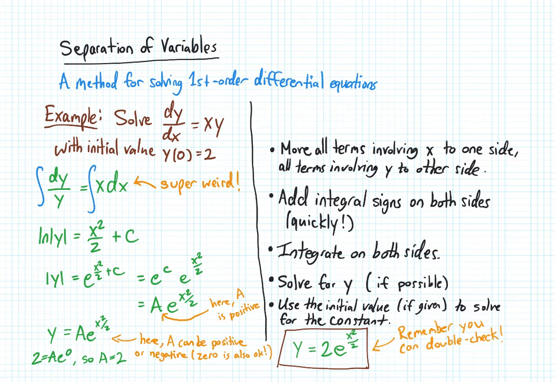And remember, you can always double check your answer by checking to see that it satisfies the initial value and that it satisfies the differential equation. So for example, I plug in x equals 0, I do get that y is equal to 2, so it satisfies the initial value. And then I can also calculate dy/dx and see if it's equal to the same thing that I get if I calculate x times y. And in this case, it does work out. So this is the correct solution.